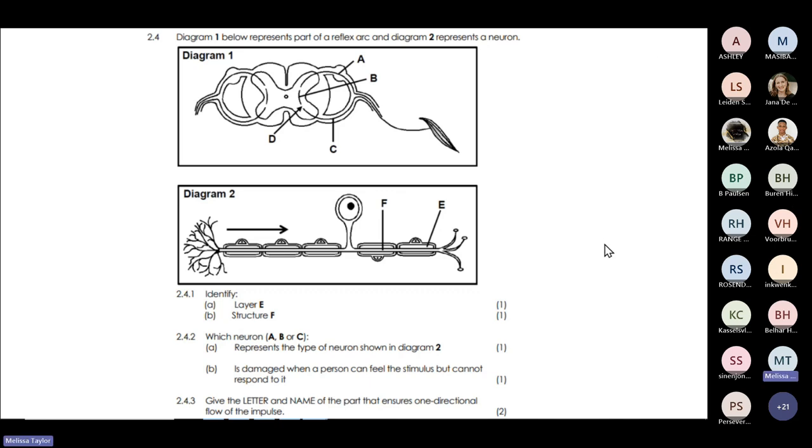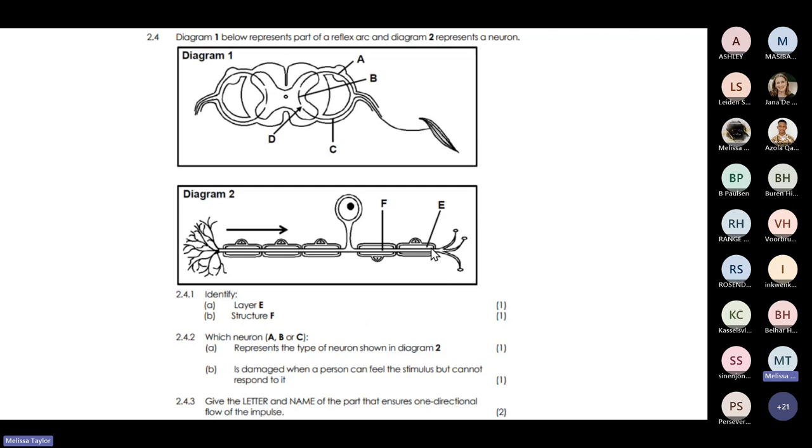Okay, right, let's mark these or just check our answers. I want to first put this up. Right, so here we've got a diagram that is representing a reflex arc, and then diagram two, just a motor neuron. They don't tell you what type of neuron. And they ask you various questions. Right, I'm going to just jump straight into the questions.